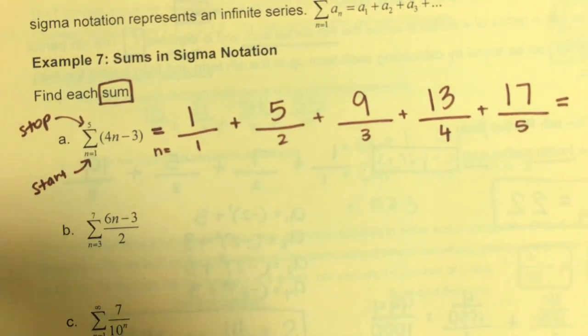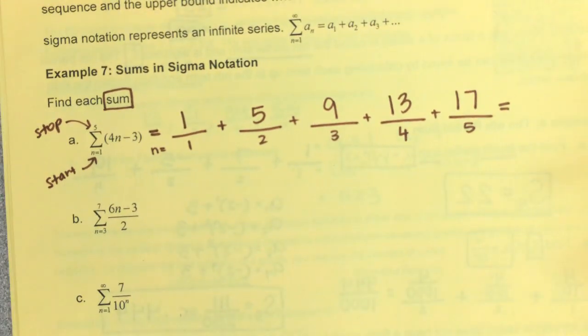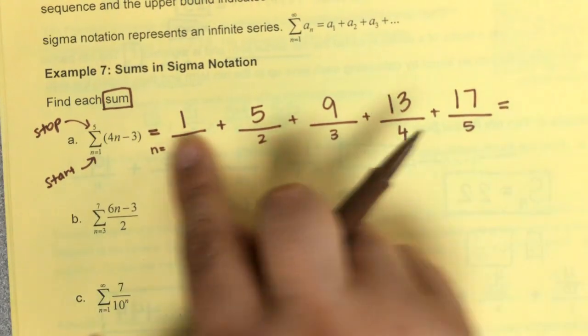So many people on the quiz list them out, and then they're done. Is that it, though? What do you need to do now? If you see sigma, you need to add them together. So add them all together.